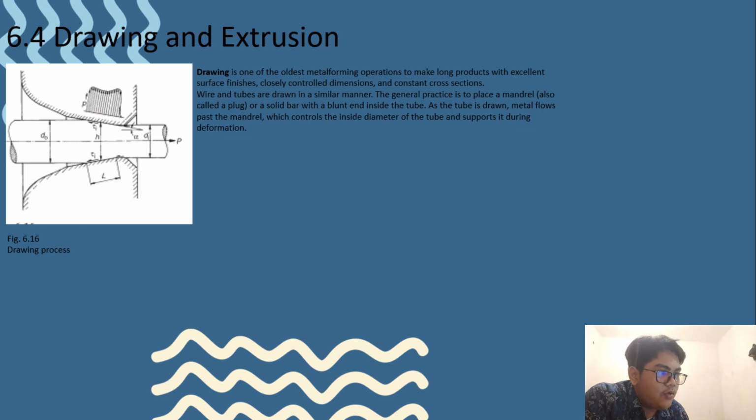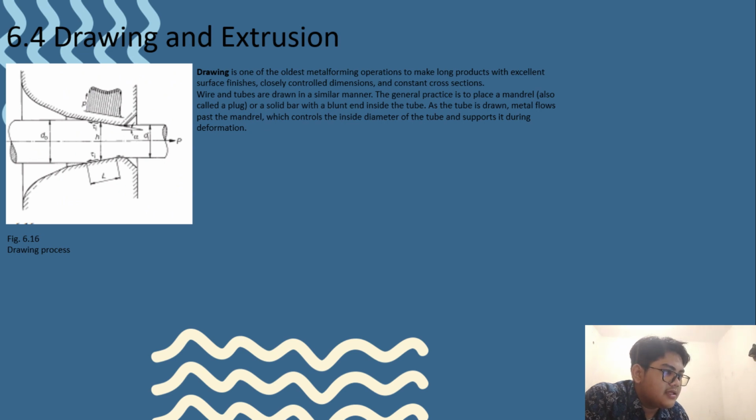Drawing is one of the oldest metal forming operations to make long products with excellent surface finish, closely controlled dimensions, and constant cross-section. Wire and tubes are drawn in a similar manner. The general practice is to place a mandrel, also called a plug, or a solid bar with a blunt end inside the tube. As the tube is drawn, metal flows past the mandrel, which controls the inside diameter of the tube and supports it during deformation.